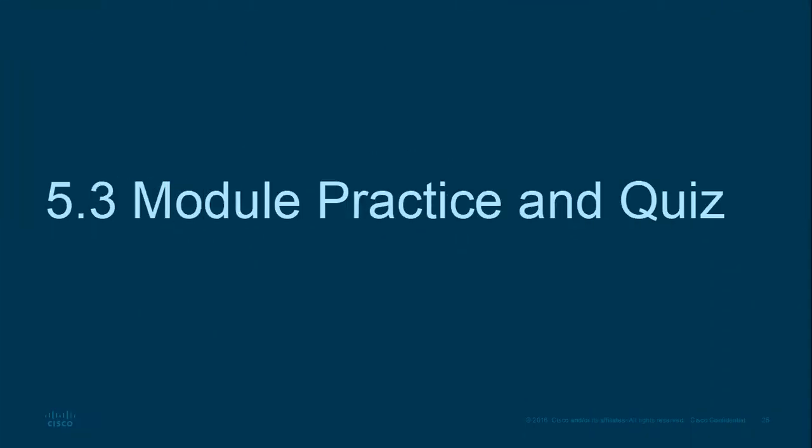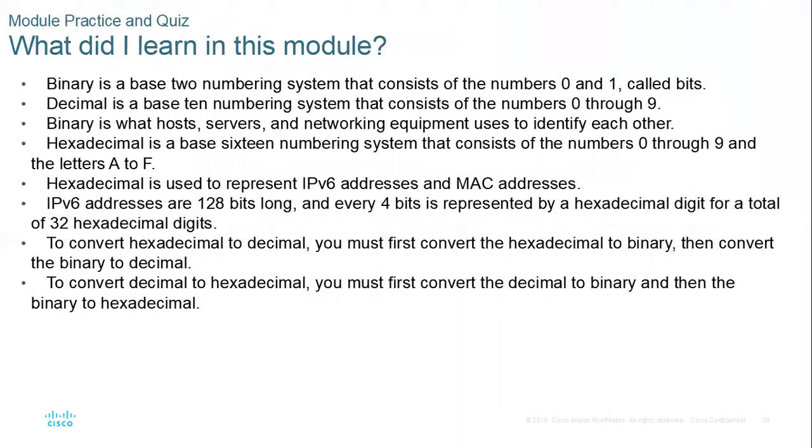That's the end of this module. A few things we've learned. A binary is base 2 numbering system. It consists of zeros and ones. Decimals, which we normally use, is 0s to 9. Binary is what hosts, servers, and network equipment use to identify each other. Hexadecimal is base 16 numbering system that consists of 0s to 9 and A to F. That's why it's called 16.